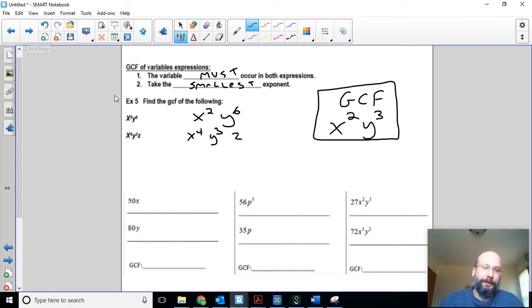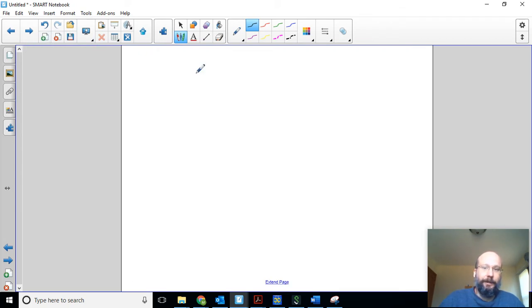So let's do another one. I'm not going to do these yet. Let's just do another one. I'll just make it up real quick. Something like p cubed and p. The GCF for these: they both have p. We have to take the smallest one, so it would just be p, right? p to the 1st is smaller than p cubed.